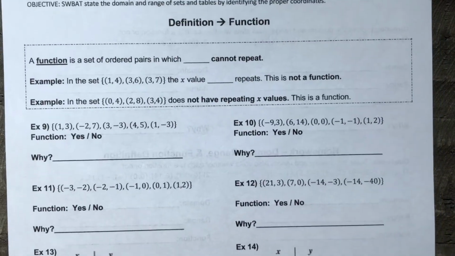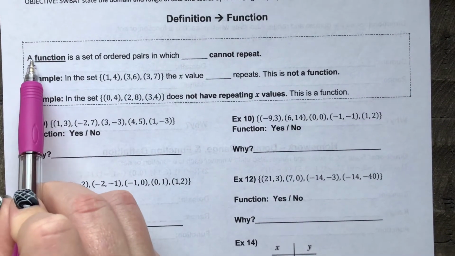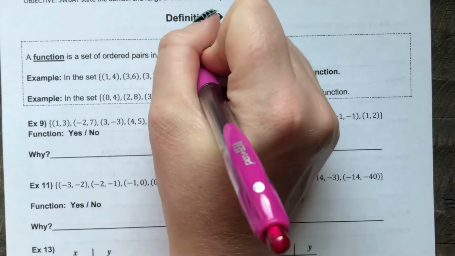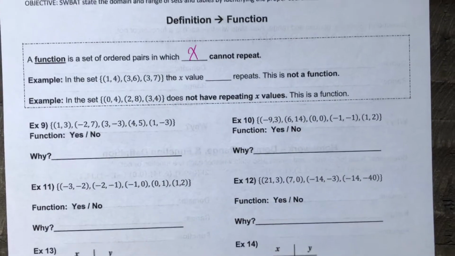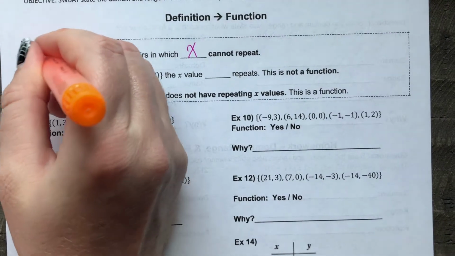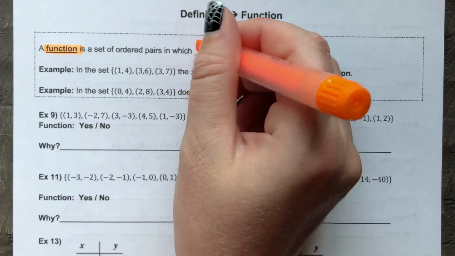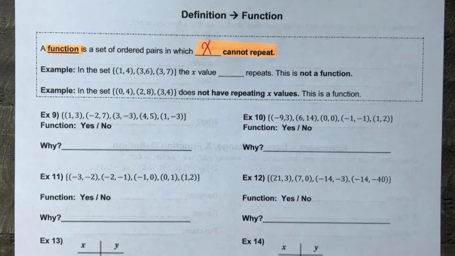Let's go to the last page for today. All right, which is the definition of a function. So it says a function is a set of ordered pairs in which the x value cannot repeat. I want us to go back and just highlight that out because that's really important. It's what makes a function a function. All right, so here we go. If the x values are not repeating, then you do have a function.